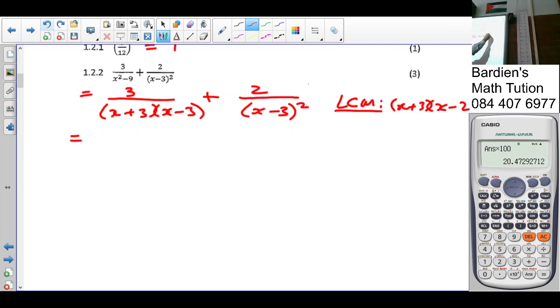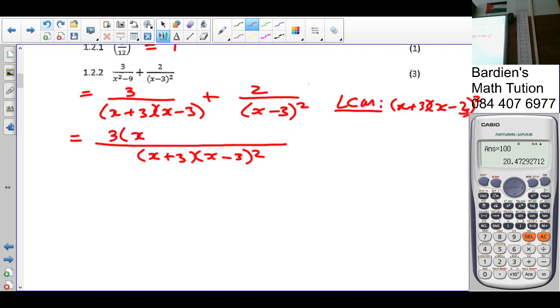Okay. So what must this be multiplied by to get the LCM? x minus 3. So if we multiply the denominator by x minus 3, the numerator must follow suit. x minus 3, plus... What must that denominator be multiplied by to get the LCM? x plus 3. Okay? So the numerator as well, x plus 3. So what do we do now?